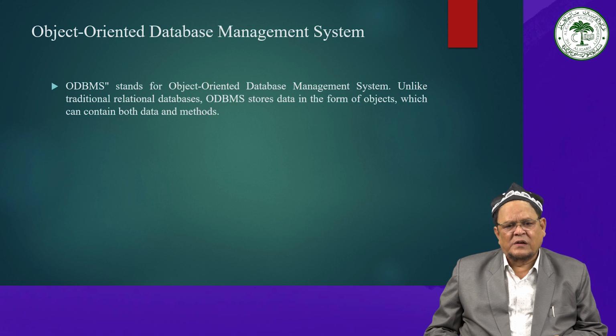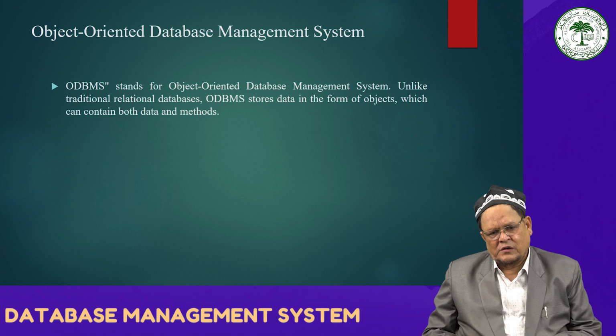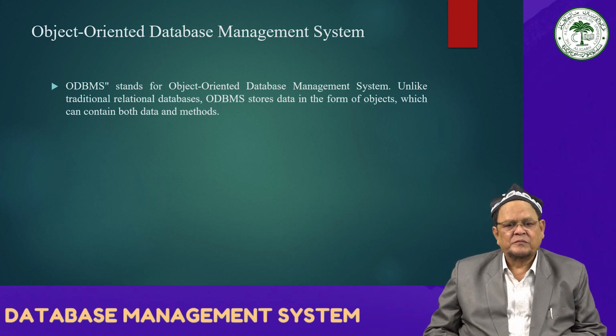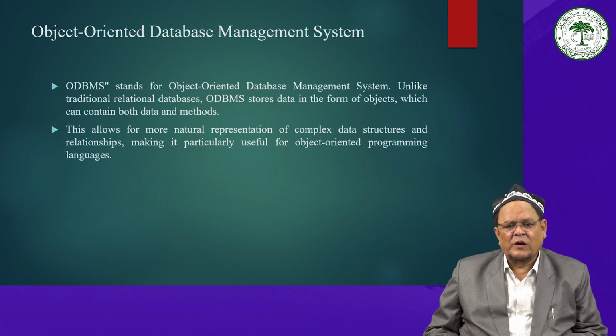Unlike a traditional relational database, ODBMS stores data in the form of objects which can contain both data and methods. It means an object database management system stores data in the form of objects. ODBMS allows for more natural representation of complex data structures and relationships, making it particularly useful for object-oriented programming languages.